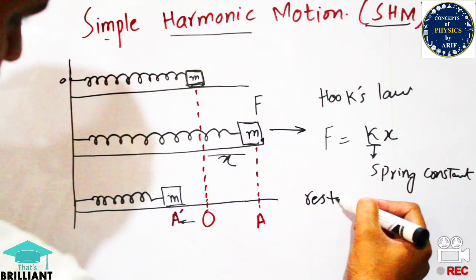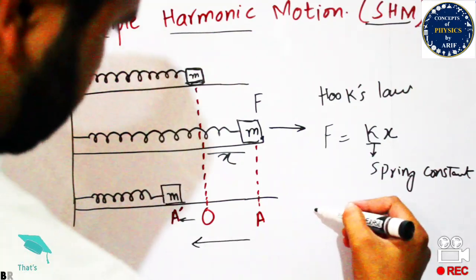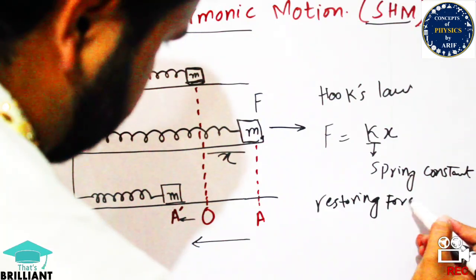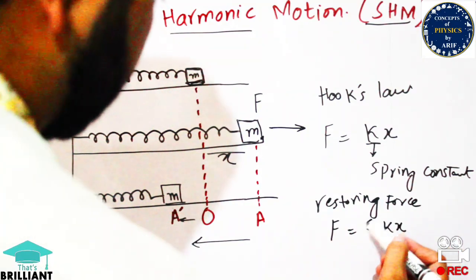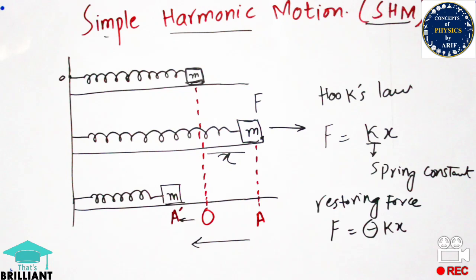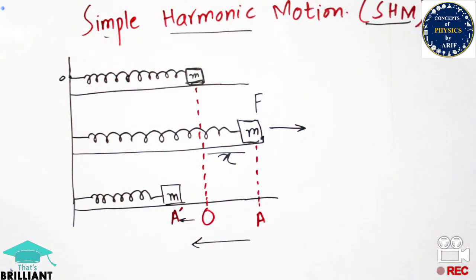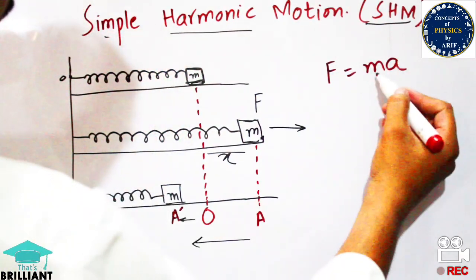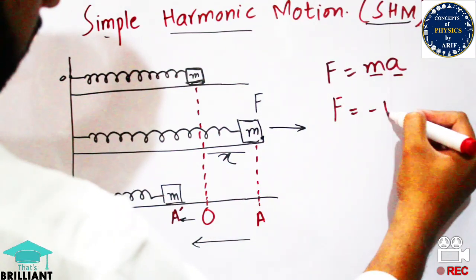So according to the restoring force, F is equal to minus kx, because the restoring force directs the body towards its mean position. The negative sign shows the direction of the force: F is equal to minus kx. This minus indicates that due to the restoring force the body goes towards its mean position. We also know Newton's second law of motion, F is equal to m into a. When force is applied, a body of mass m accelerates. And according to Hooke's law, F is equal to minus kx.